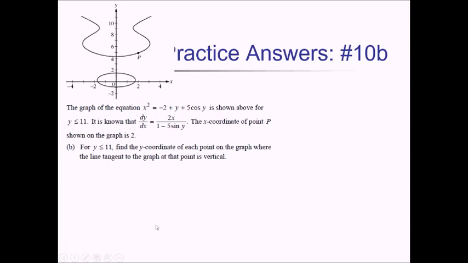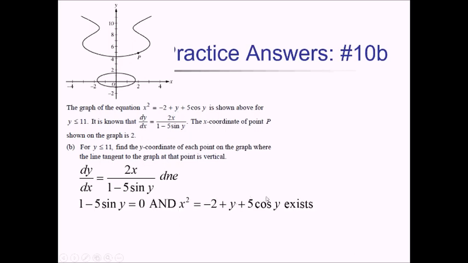For this part of the problem, they want us to find y-coordinates less than or equal to 11 of each point where the graph has a tangent line that's vertical. All right, so basically with this derivative, we're asking where this derivative is undefined, which is to say the denominator has to have a value of 0, and the original function has to actually exist for whatever y values we find. So let's go ahead and figure out all the places where 1 minus 5 sine of the input number here equals 0. We'll do this on the calculator.